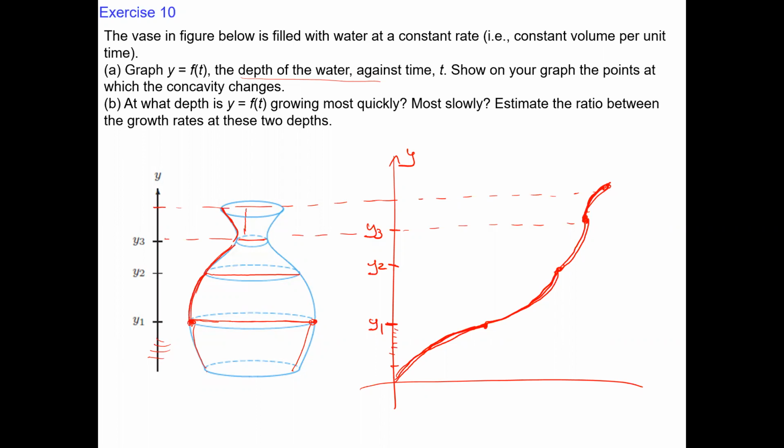That means, of course, the function f of t grows most quickly wherever the vase is the skinniest. I can answer this: it will be most quickly at the point y3, wherever it is the skinniest. Most slowly, wherever it is widest, at y sub 1. And estimate the ratio between the growth rates at these two depths.